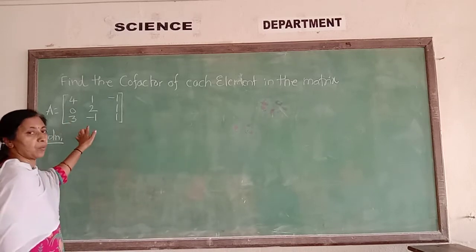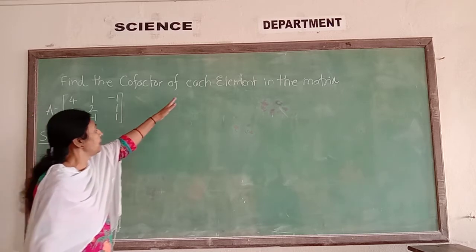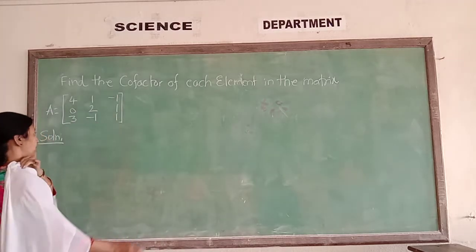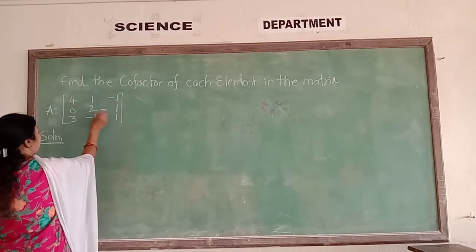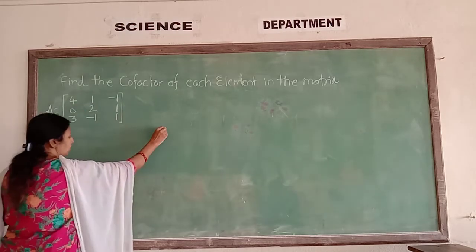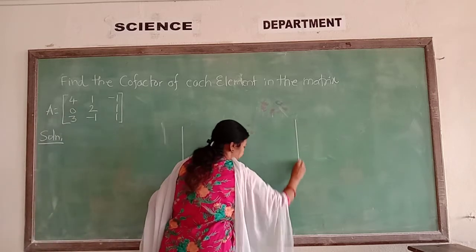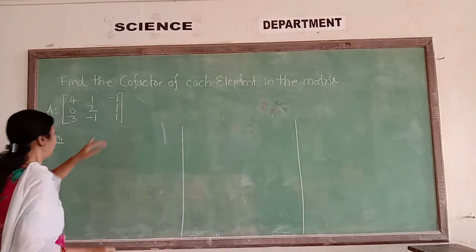Yes, now we have another problem: to find the cofactor of each element in the matrix. It is of 3 by 3 order, with first row, second row, third row. So I am going to make 3 columns here, and then three elements' cofactors I will get in each row.